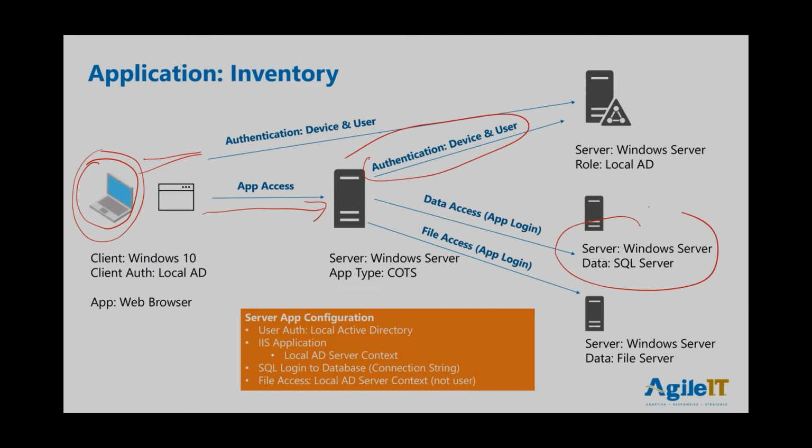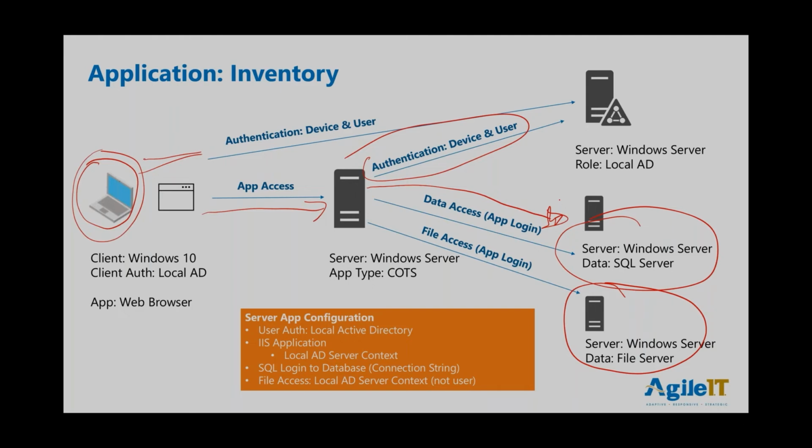Now, what's interesting here is, just like last time we talked about, I have an identity for the client, an identity for the user. The server process also runs with an identity. In this case, when the server process accesses the SQL server, it's going to use the SQL username and password that has been stuffed in the connection string.